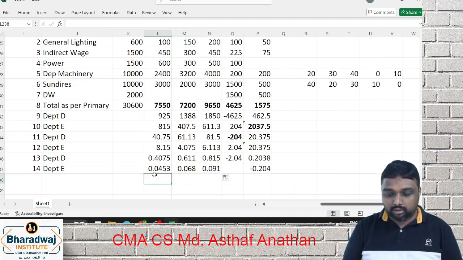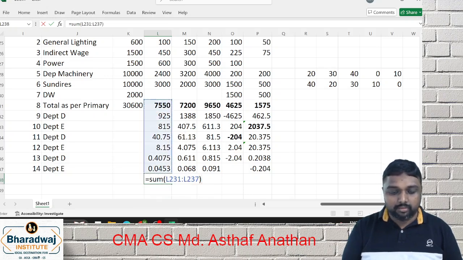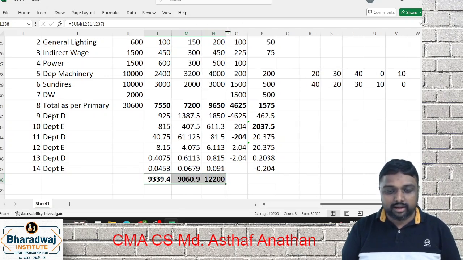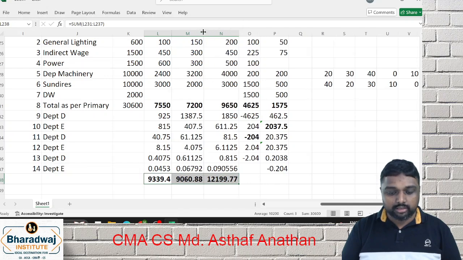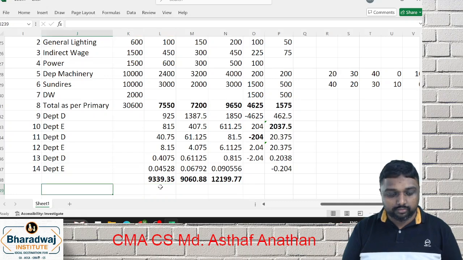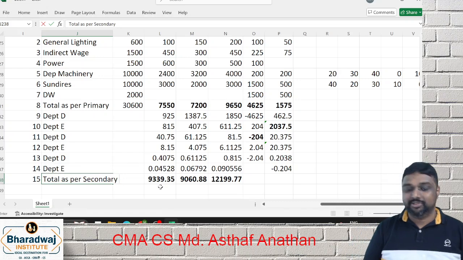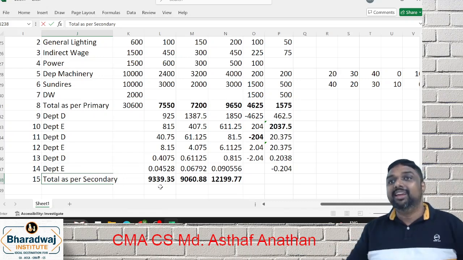See, now you can take the total amount. This is the total of the primary for this department. So you got the answer. See, this is the total as per secondary distribution. Total as per secondary distribution. So primary is over, secondary is over. Apportionment is over, reapportionment is over.